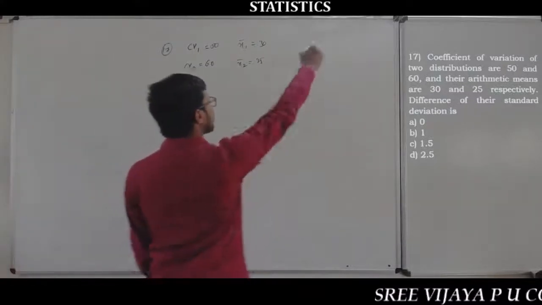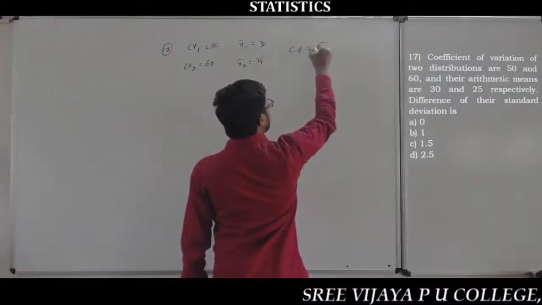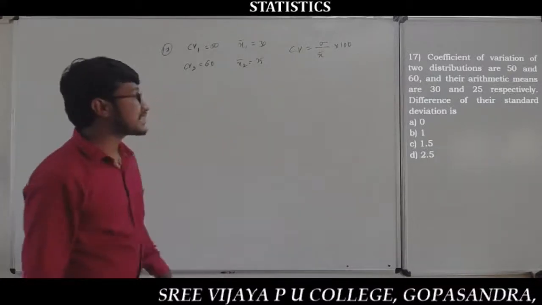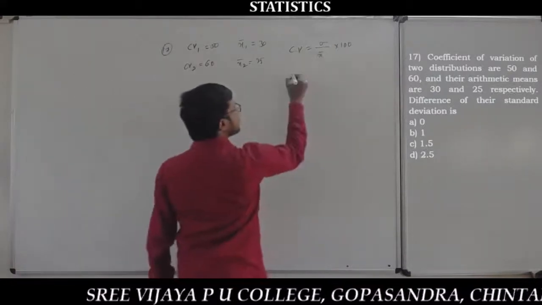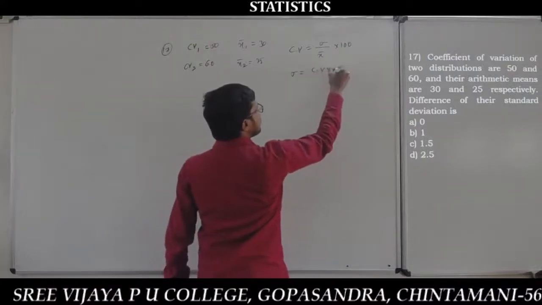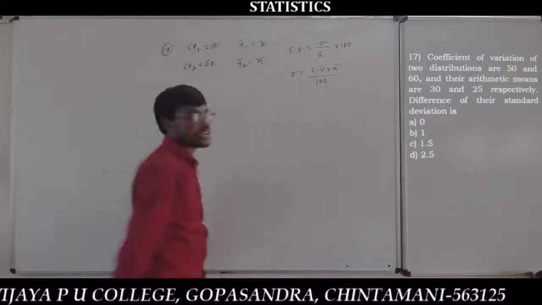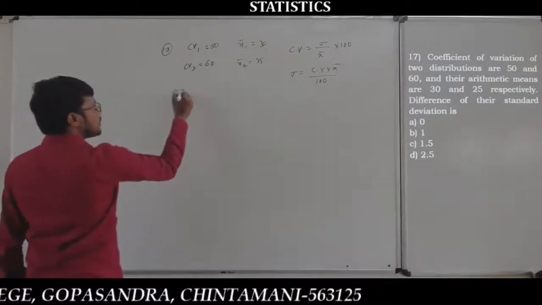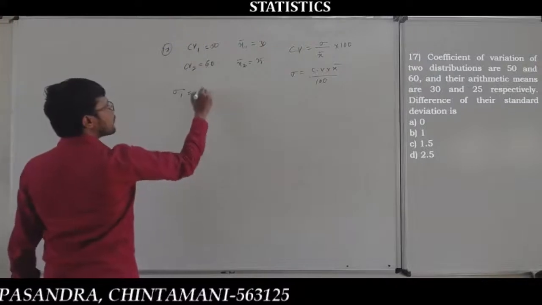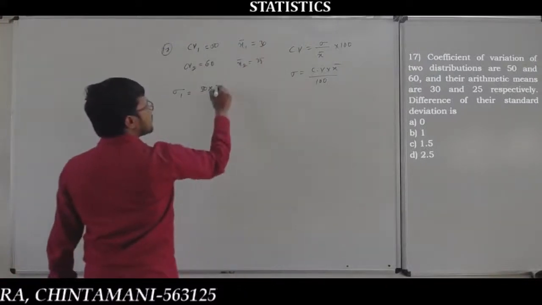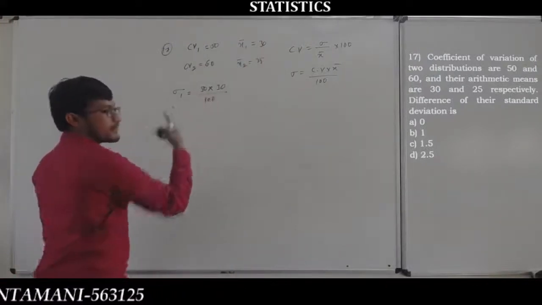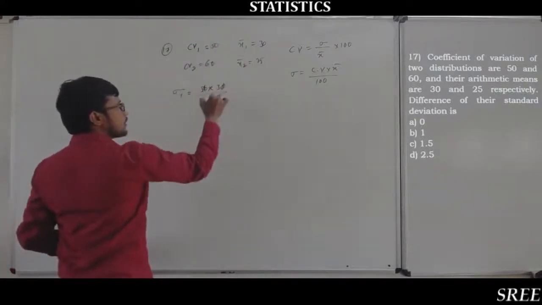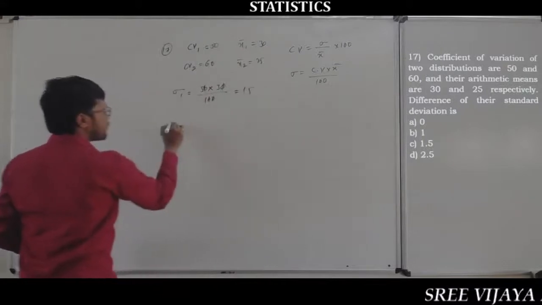So we know the coefficient of variation formula. Coefficient of variation is equal to sigma by x bar into 100. But we want the standard deviation, right? So standard deviation equals CV into x bar divided by 100. For the two distributions you can find the standard deviation. Sigma 1, what is CV? For the first one 50, x bar 30, by 100. For sigma 1, CV1 and x1 bar. So the 2 zeros get cancelled, 5 3s are 15.